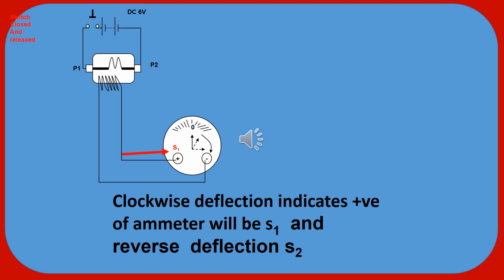Now simply push and release the switch. If it gives positive deflection and then returns to its original position, that means the positive terminal of the ammeter is S1 and the negative terminal is S2. But if it gives reverse deflection, that means anti-clockwise direction, then the positive terminal will be S2 and the negative terminal will be S1. Simple system.